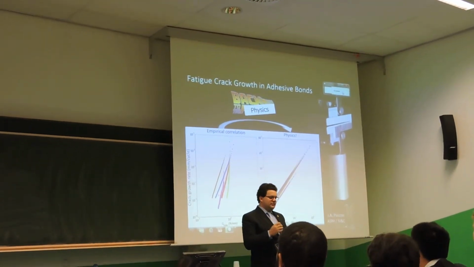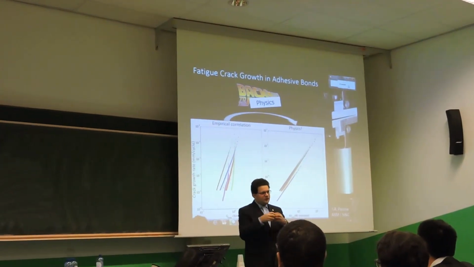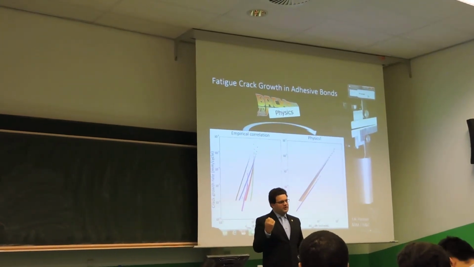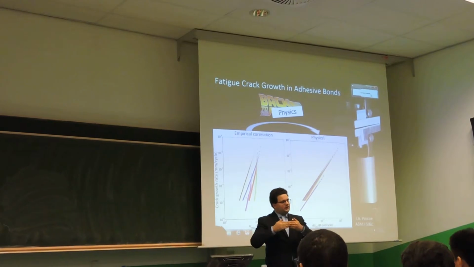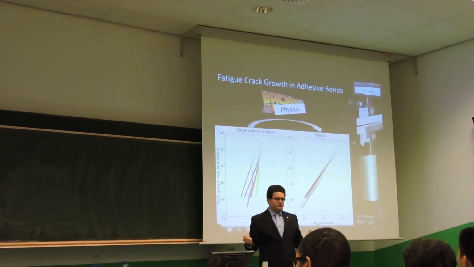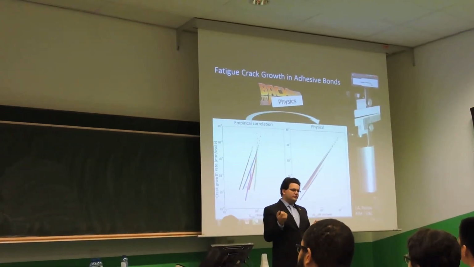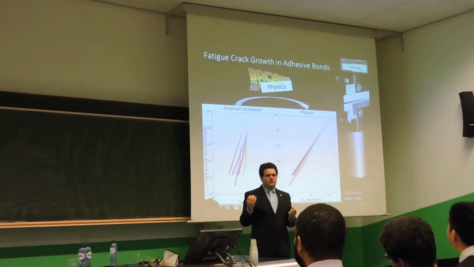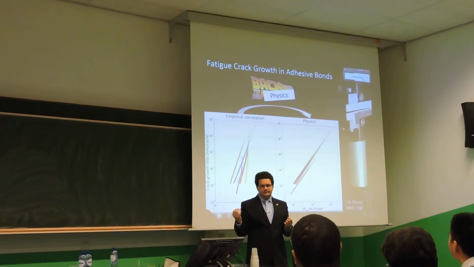There's a problem, though. In an aeroplane, we have repeated loads, pulling, letting go, lots of times. And these loads can cause cracks to appear in the structure, in the adhesive, and grow over time, each time there's a new load cycle. So in order to be able to use adhesive safely, we need to be able to predict and understand how fast these cracks will grow.